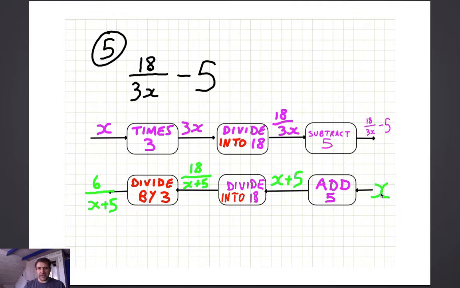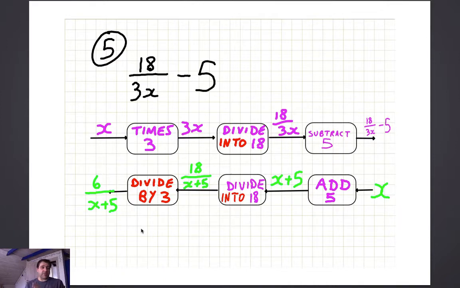So if I take x and put it through those steps, I get x, add 5 is x plus 5. Divide that into 18, I get 18 over x plus 5. And then divide all of that by 3, I get 6 over x plus 5, because 18 divided by 3 is 6. So the inverse function of 18 over 3x minus 5 is 6 over x plus 5. Each of those functions undoes the effect of the other.